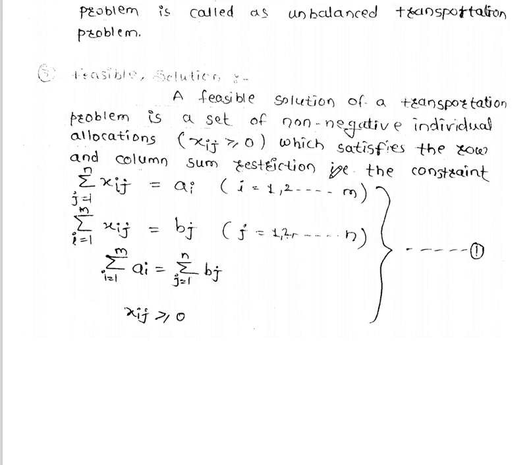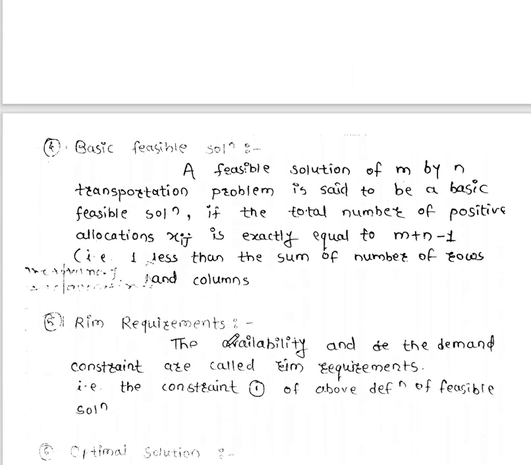So a feasible solution of a transportation problem is a set of non-negative individual allocations. When we solve the problems, the xij values should be greater than or equal to 0, and they should satisfy the following conditions. Then we can say that the solution of that problem is called a feasible solution. So these four conditions should be satisfied by the given solution, and then that solution is called a feasible solution.